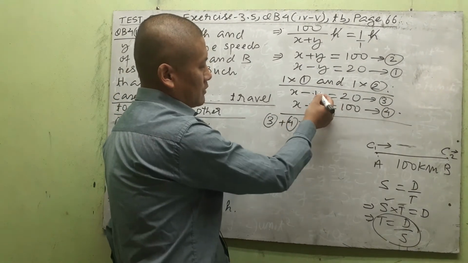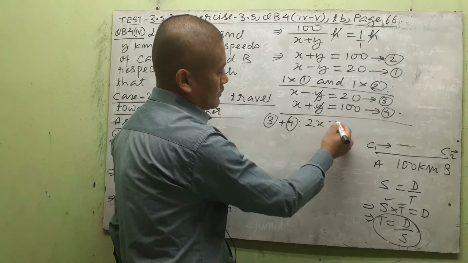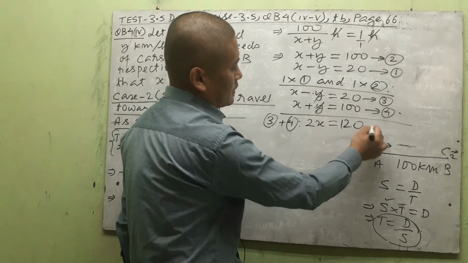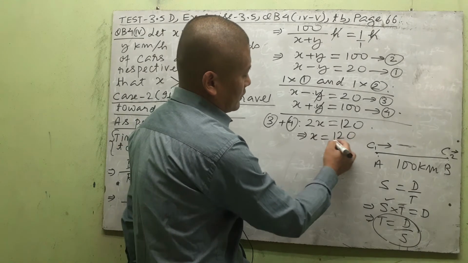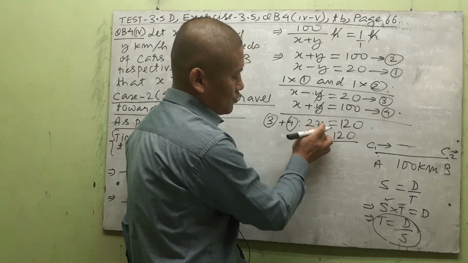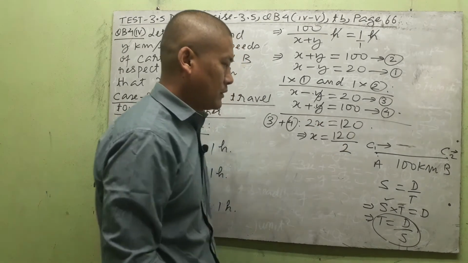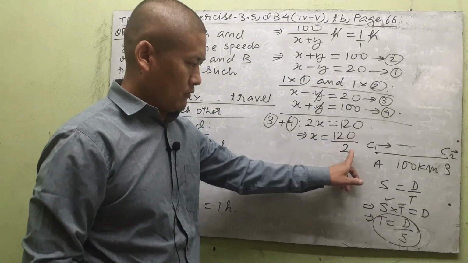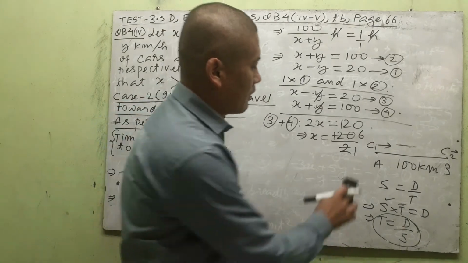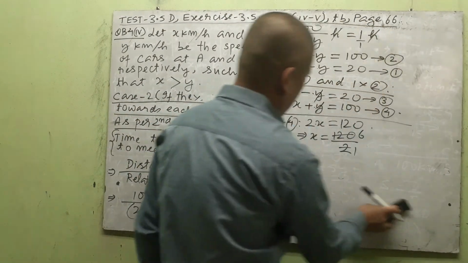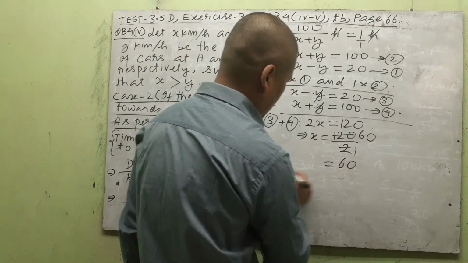So minus 1y plus 1y is 0, plus 1x is plus 2x, 100 plus 20 is 120. So that way we're going to get our x equal to 120 divided by 2. No sign in between 2 and x means 2 into x, so 2 will be shifted from left side to right side and become divided by 2. So 2 ones are 2, 2 sixes are 12, and 2 zeros are 0, so 60 we're getting.